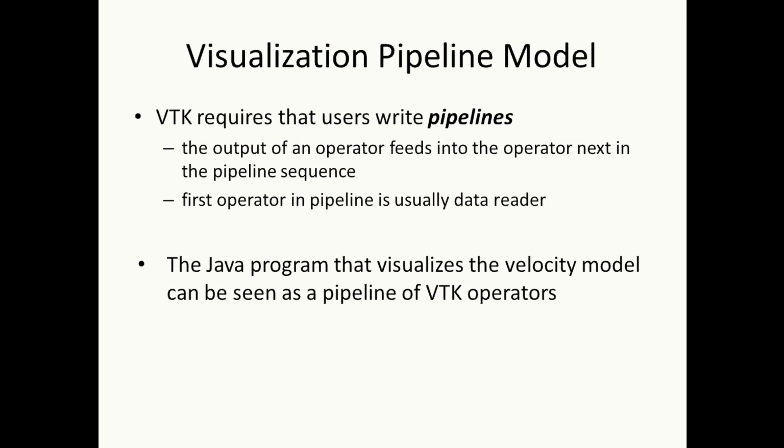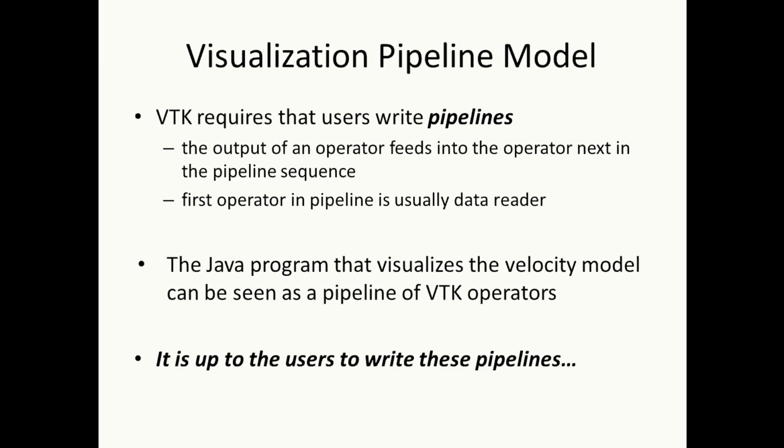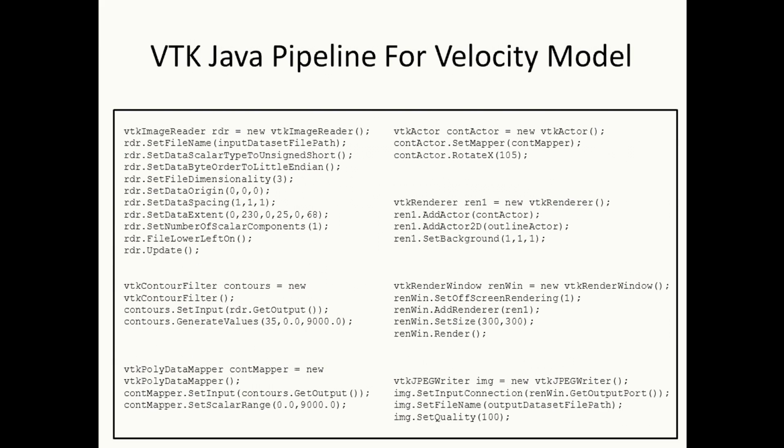The Java program previously presented that visualizes the velocity model can be seen as a pipeline of VTK operators. It is up to the user to write these pipelines, which means they must select the operators composing the pipeline and orchestrate the execution of those operators. Let us revisit the VTK Java code that generated the velocity model isosurfaces in light of the visualization pipelines concept. As was stated earlier, this Java code is implementing a visualization pipeline in which each segment of code corresponds to the instantiation and configuration of some VTK operator.